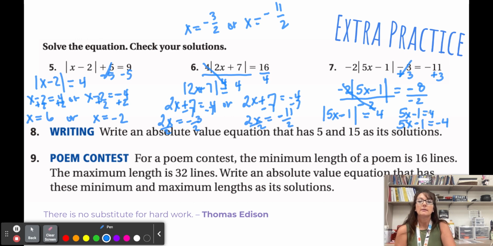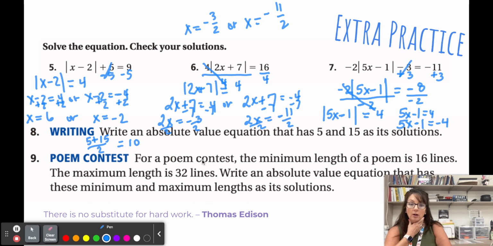All right, looking at number 8. Write an absolute value equation that has 5 and 15 as its solutions. Now, these are what we're going to talk about as those minimum and maximum values, okay? So the first thing you're going to want to do is find what that halfway point is. So 5 plus 15 divided by 2, right? That's going to be equal to 10. So our halfway point is 10.